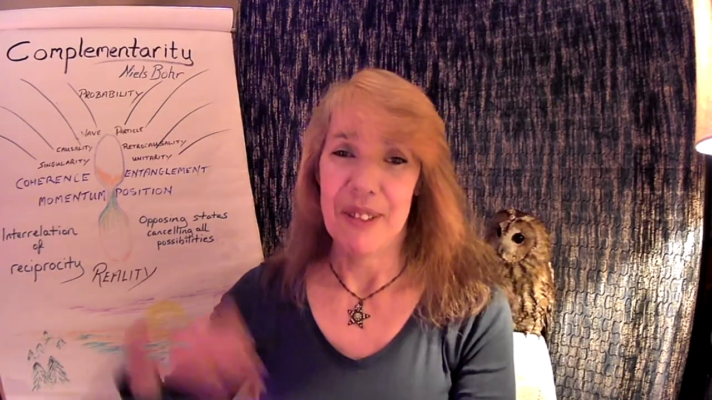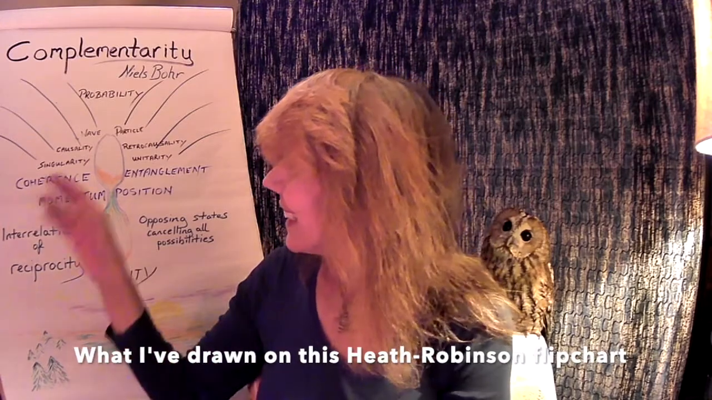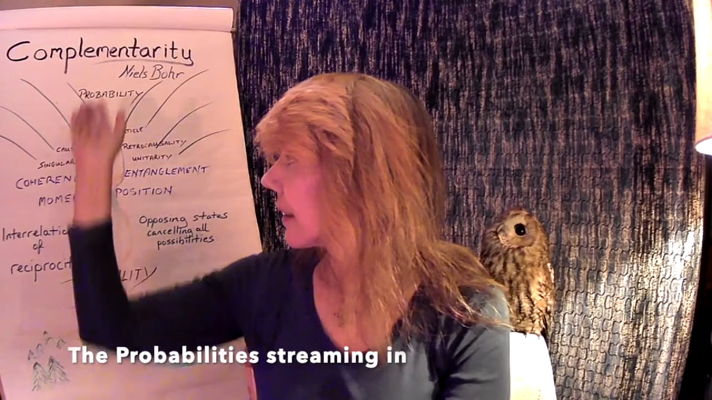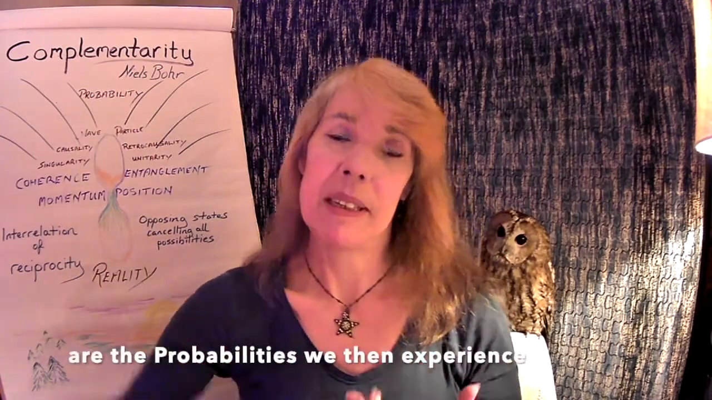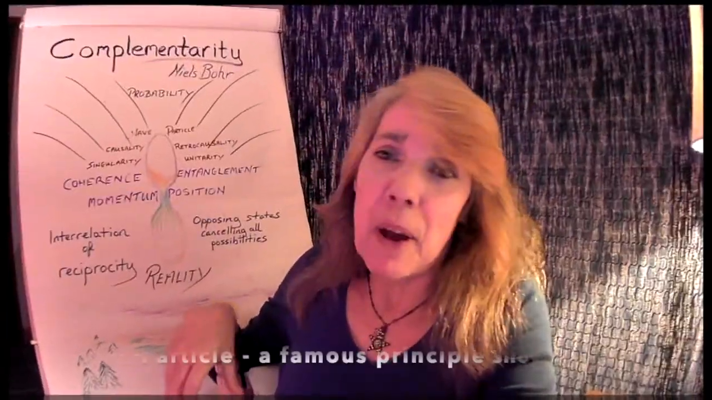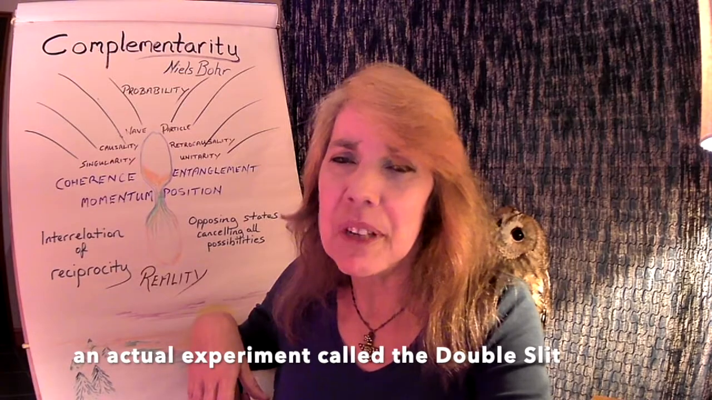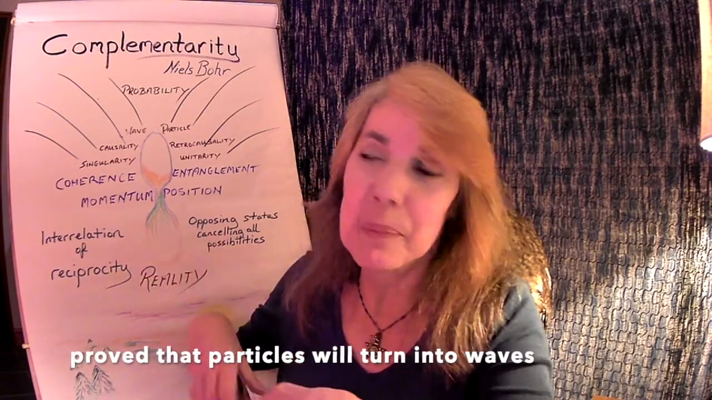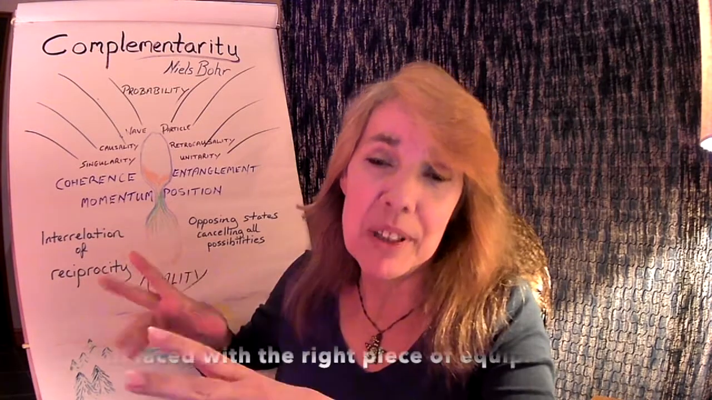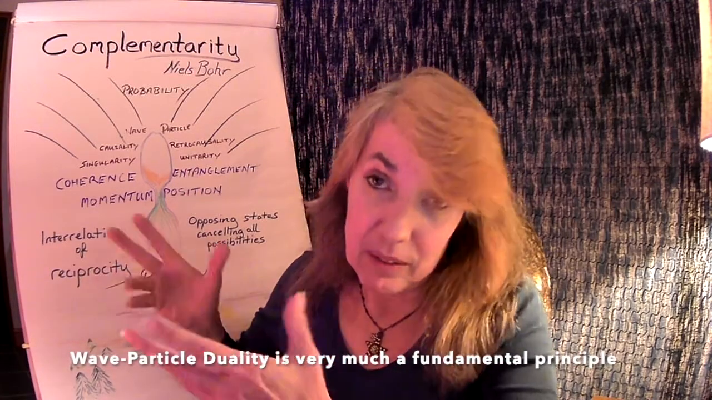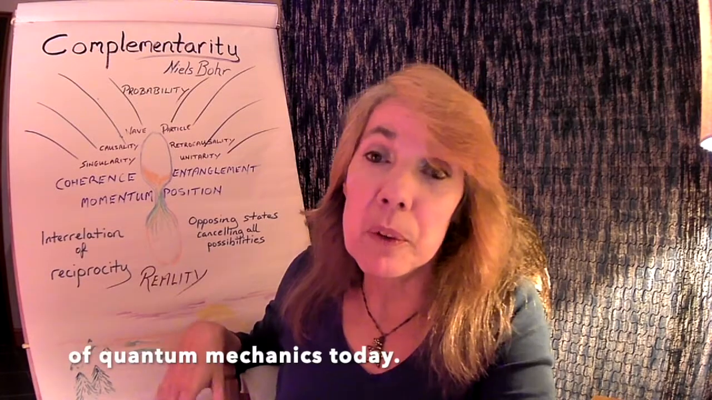So the way I've drawn it here on this Heath Robinson flip chart is probability coming in from the future into this hourglass effect. And the probabilities that are streaming in are the probabilities that we then experience as reality as we go through our world. Wave particle, that's a very famous one indeed. And that was an actual experiment called the double slit, and it proved that particles will turn into waves if they're presented with the right piece of equipment. So that came on the scene, and it still is obviously very much a fundamental quantum principle today.